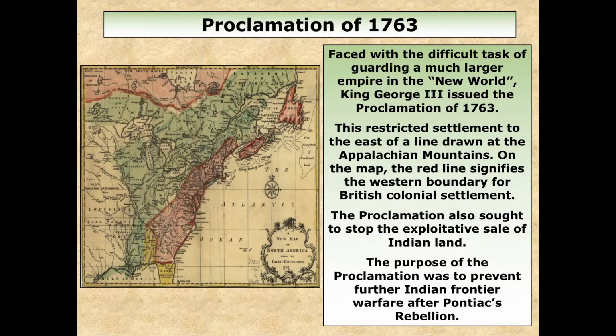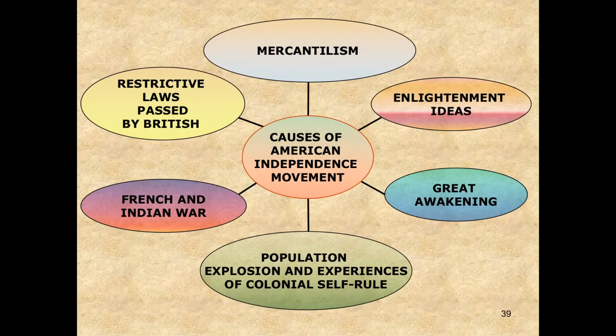So in essence, guys, what we've talked about today was mercantilism and the Navigation Acts, the Enlightenment ideals, the Great Awakening, population explosion and experiences in colonial self-rule, the French and Indian War, and our more immediate causes of restrictive laws passed by the British will be for next time, guys. That's going to get the ball rolling, and a few years later, we're going to be fighting a war against Great Britain for our independence.